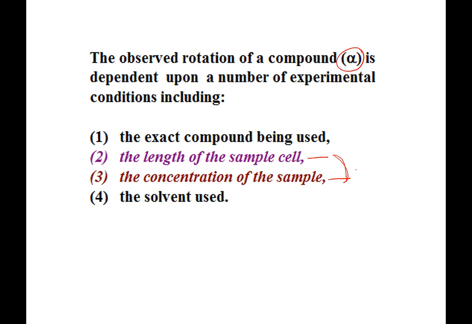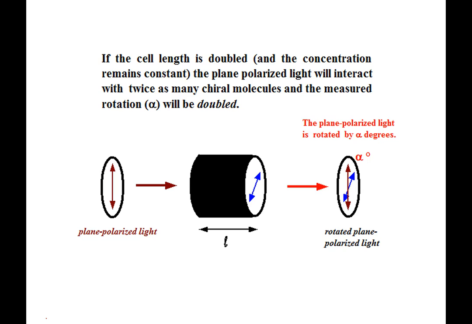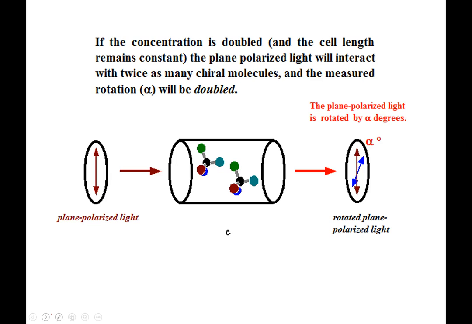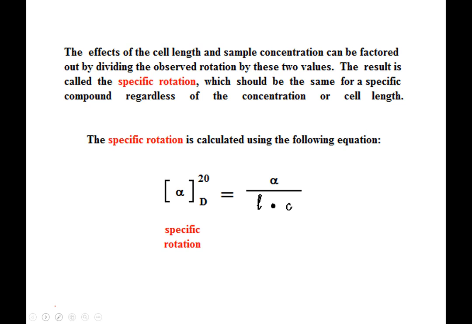If you double the cell length, you're going to double the rotation. If you double the concentration, you're going to double the rotation. So what we need is something we're going to call specific rotation. So the specific rotation is alpha in brackets. The 20 stands for the temperature at which you make the measurement, and it's standard 20 degrees. The D is a very specific wavelength of light. It's called the D line of sodium.